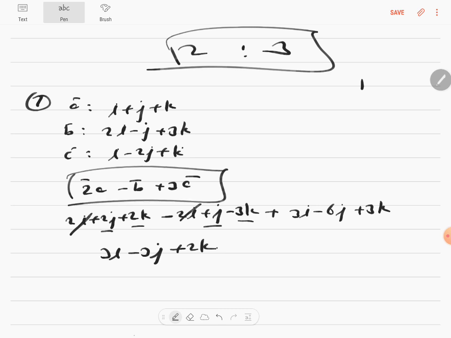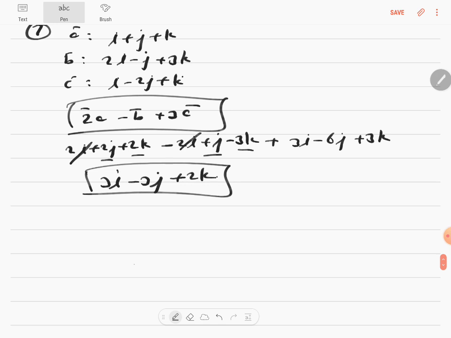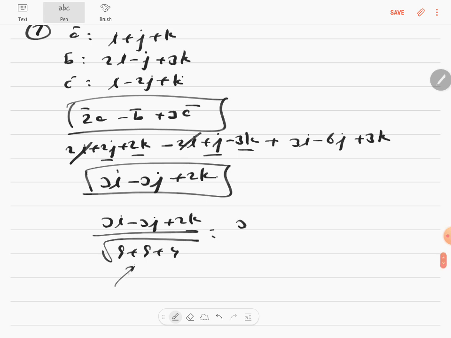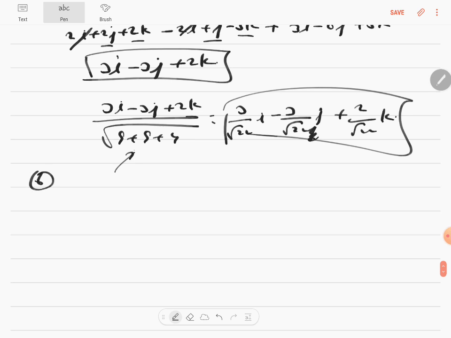And the question is to find a unit vector parallel to this. So you want to find a unit vector. It's the vector divided by its magnitude: 3i minus 3j plus 2k by root of 9 plus 9 plus 4, which is root 22. So it's 3 by root 22 into i minus 3 by root 22 into j plus 2 by root 22 into k. Please check your answer, but there's a method in which you have to do it. As long as you understand the concept, you can do the sum by yourself.